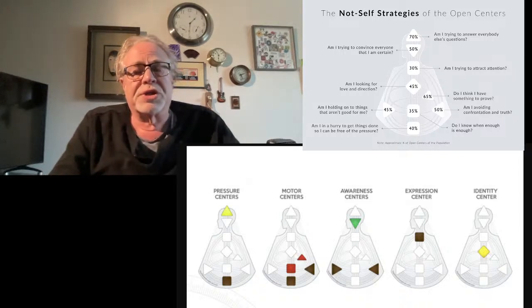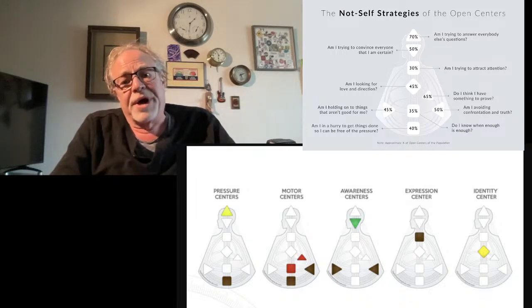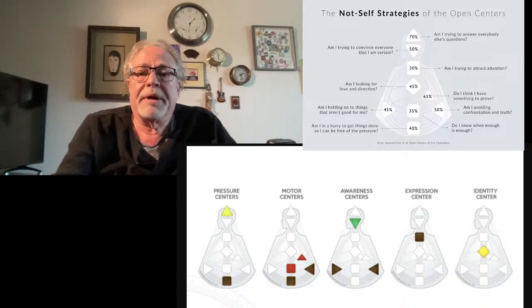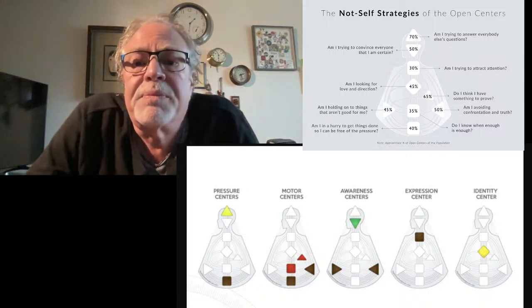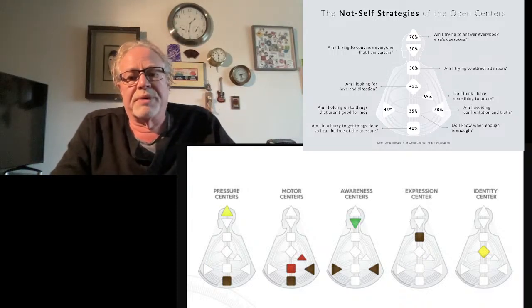Then we have the Ajna Center. The Ajna Center's not self theme is mental certainty. I want to be mentally certain, or try to be mentally certain. So many people, 50% of the population, is trying to be mentally certain.